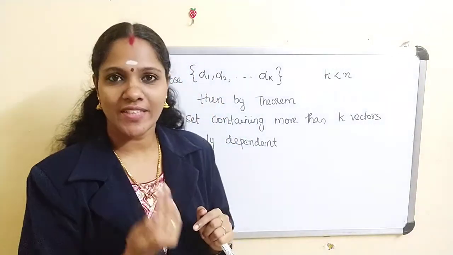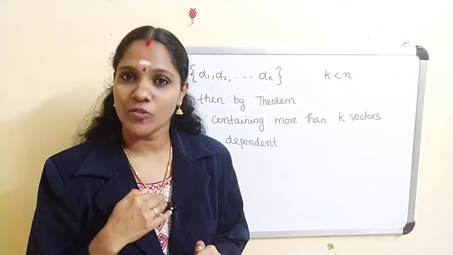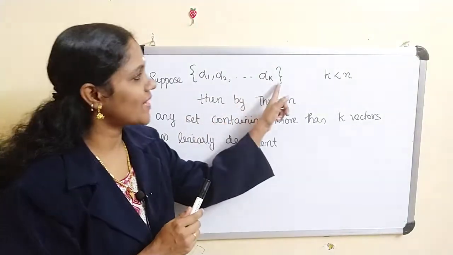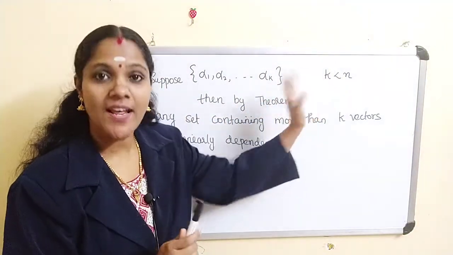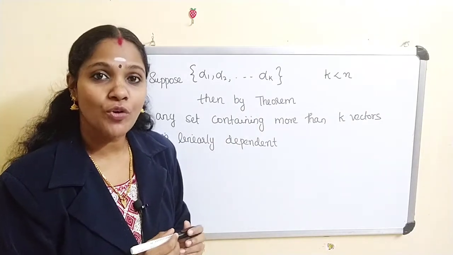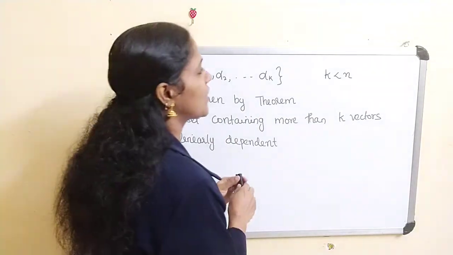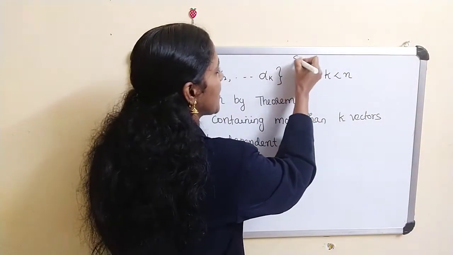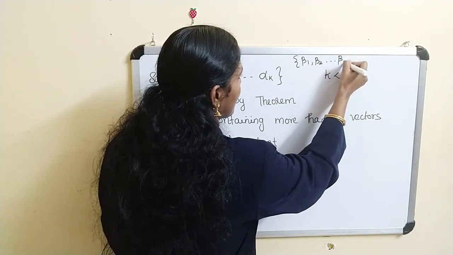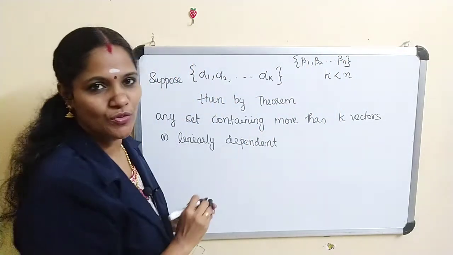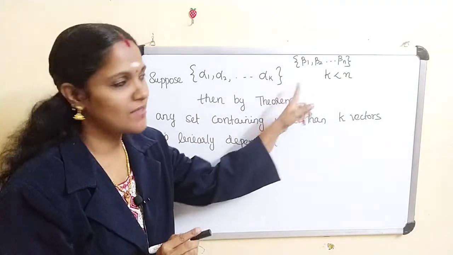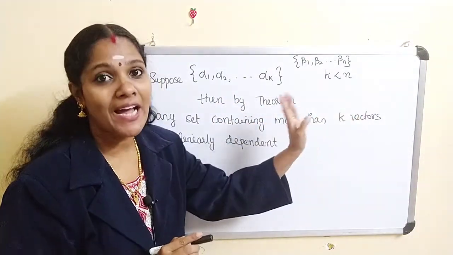No set which contains fewer than n vectors can span V. Suppose there exists a set alpha 1, alpha 2, up to alpha k, with k less than n, that spans V. Our assumption is that the dimension of V equals n, which means there exists a basis beta 1, beta 2, up to beta n containing n elements. Suppose this is a basis for V, and suppose there exists a set containing k elements, k less than n, that spans V.